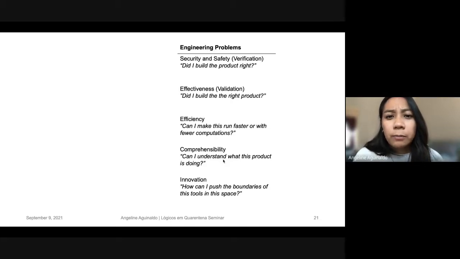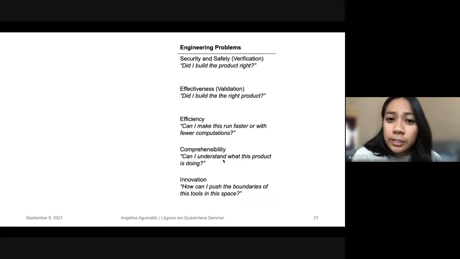Another engineering problem is effectiveness, also termed validation. So did I build the right product, how do I measure that I have built the right product, and how do I demonstrate that to the customer?